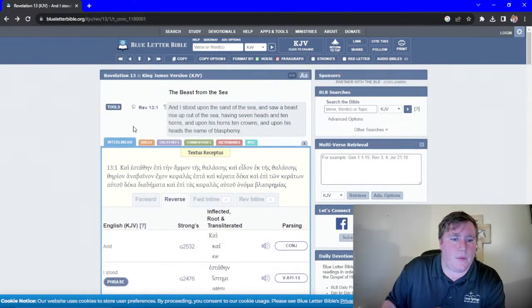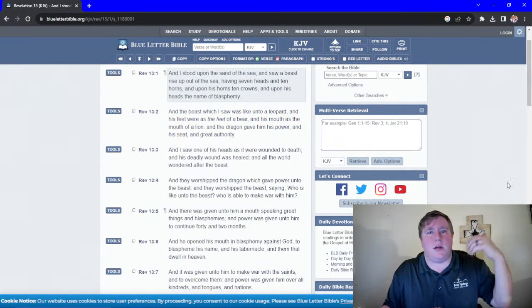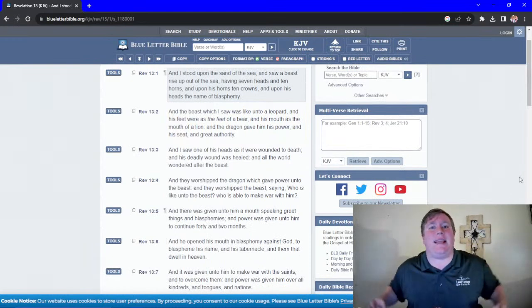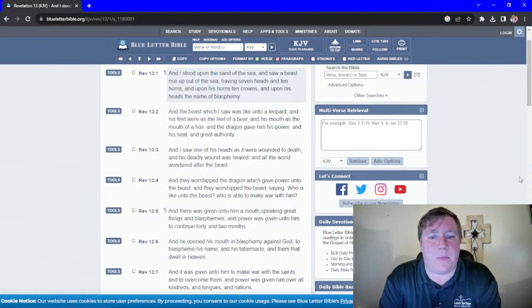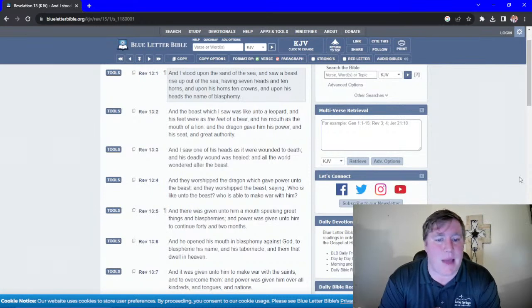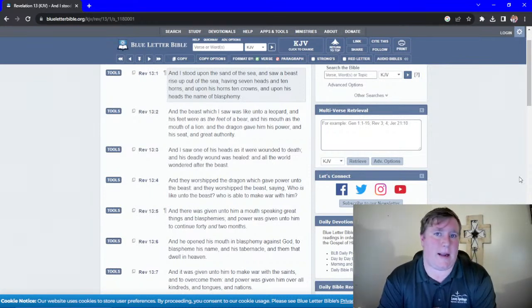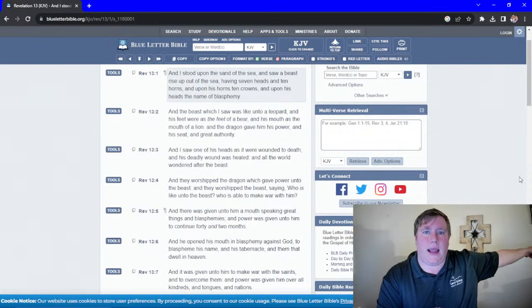So, let's go to verse 2. Verse 2 actually gives us the location of this beast. And the beast which I saw was like unto a leopard, and his feet were as the feet of a bear, and his mouth as the mouth of a lion. And the dragon gave him his power, and his seat, and great authority. Okay. Well, how does that give us the location? Well, you got to go back to Daniel.